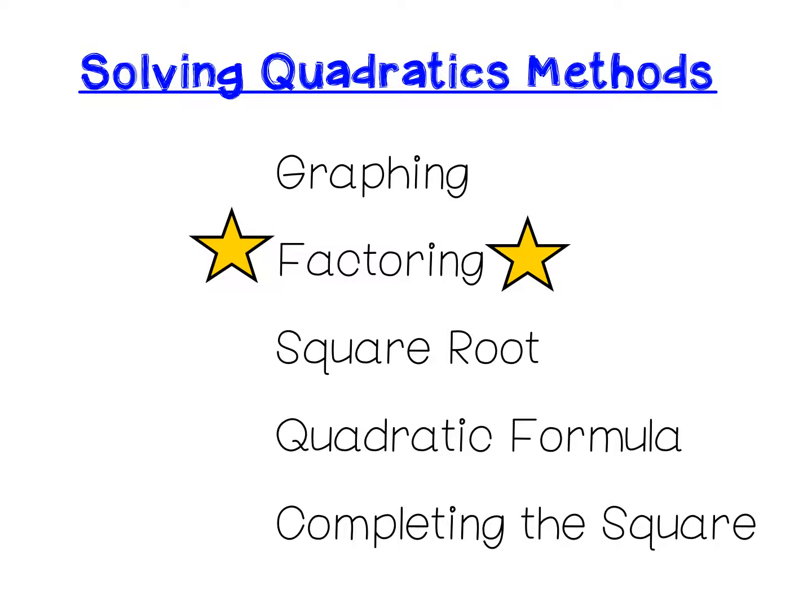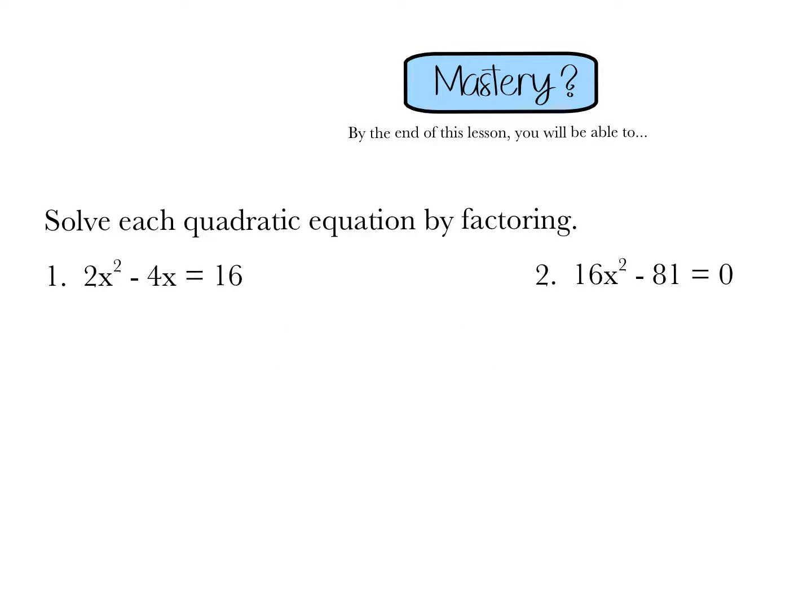All of these methods will get you to a correct answer. There are certain times we've talked about when square root only works when I don't have a b term. And factoring will only work if the trinomial is factorable, but graphing and quadratic formula will work every time. So by the end of this lesson, you should be able to take a trinomial that looks like this and be able to factor it and solve it using that method.